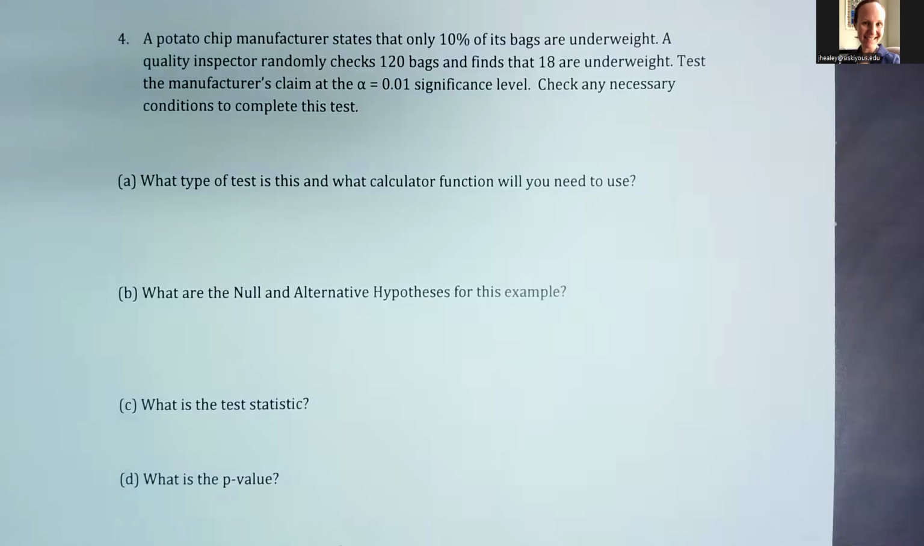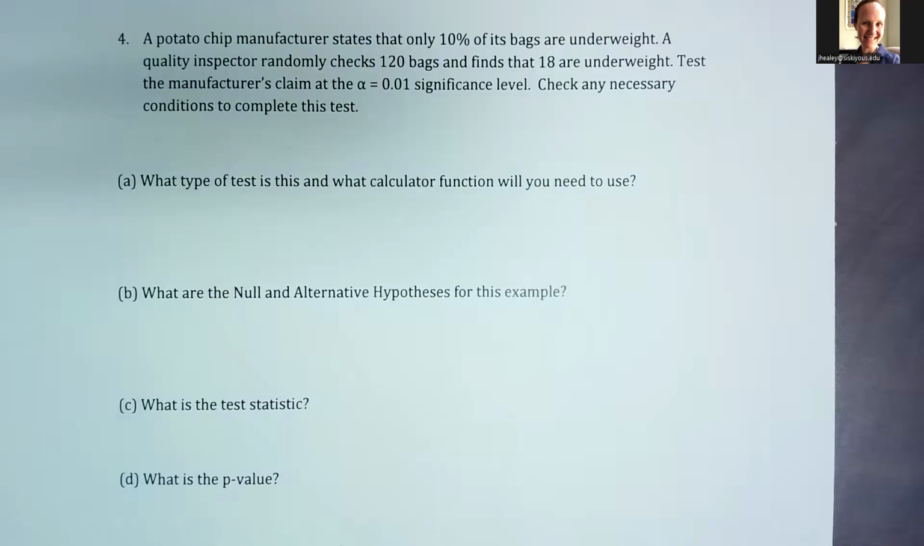A potato chip manufacturer states that only 10% of its bags are underweight. A quality inspector randomly checks 120 bags and finds that 18 of them are underweight. Test the manufacturer's claim at the alpha equals 0.01 significance level and check any necessary conditions to complete this test.